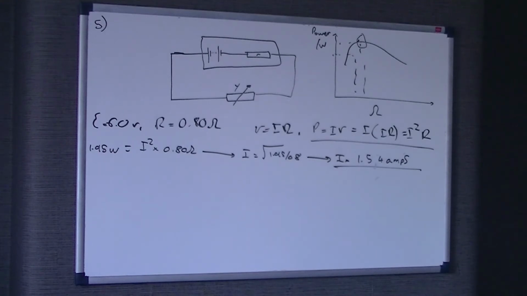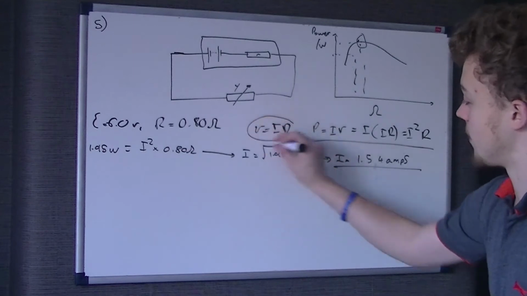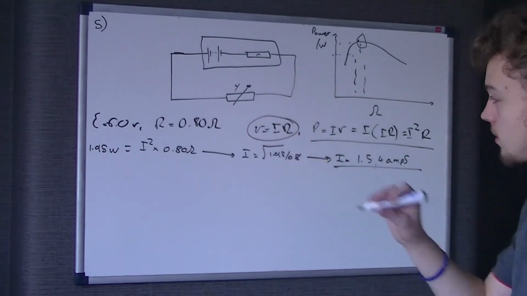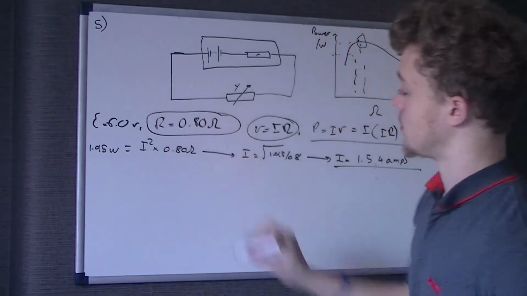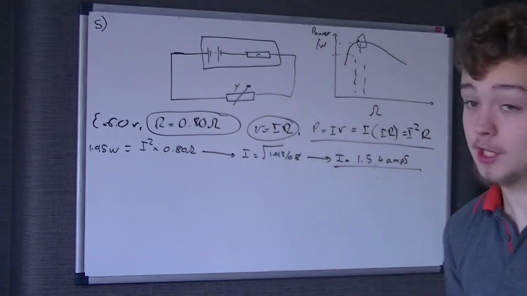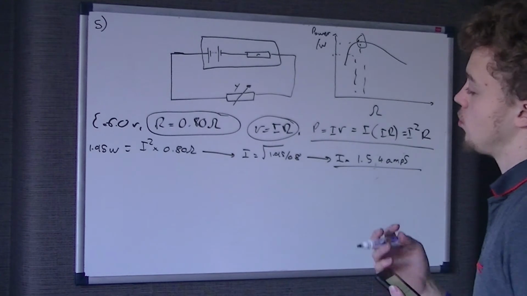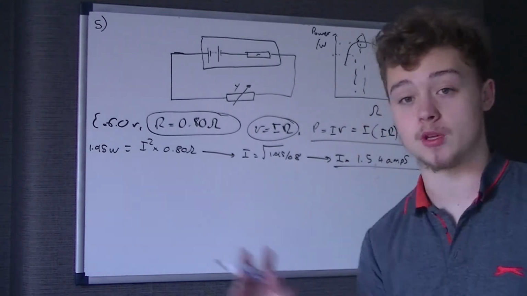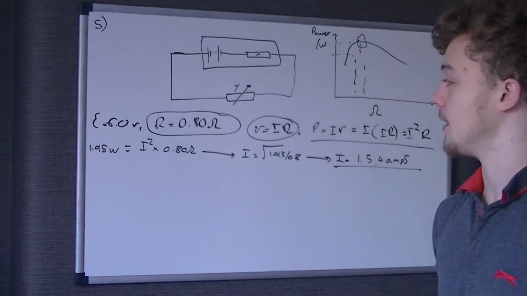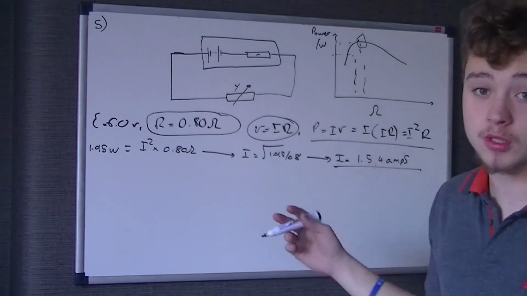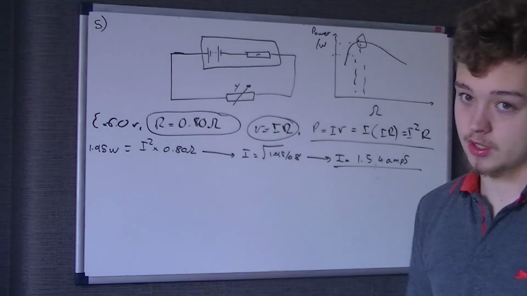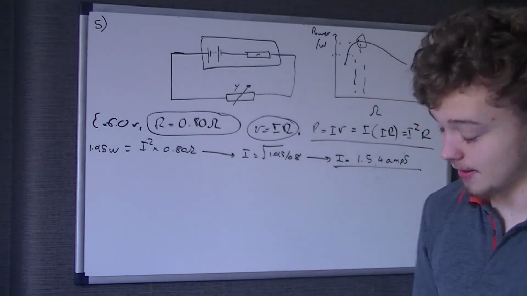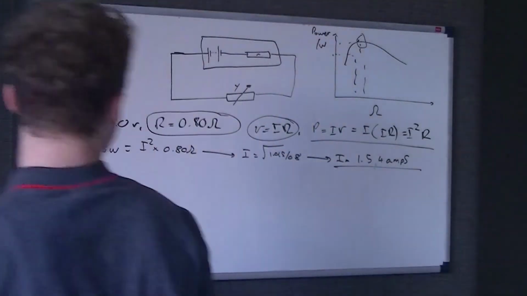The next one says calculate the voltage across Y. Well, we just use this equation V equals IR. The reason it's asking for the potential difference across Y, and not across the whole circuit, is because we don't know the internal resistance of the battery. If it had said the terminals, then we would have had to include the internal resistance as well in this equation, but that would probably get asked in the next question.